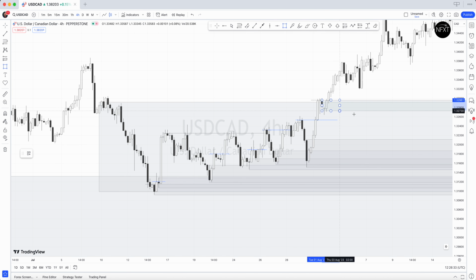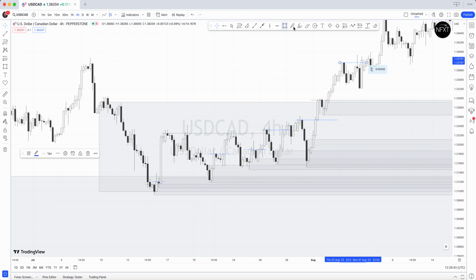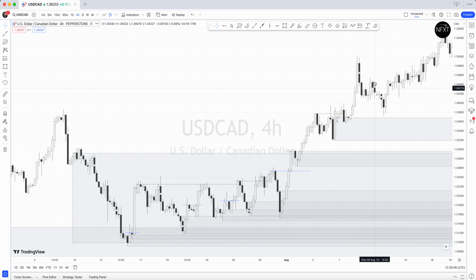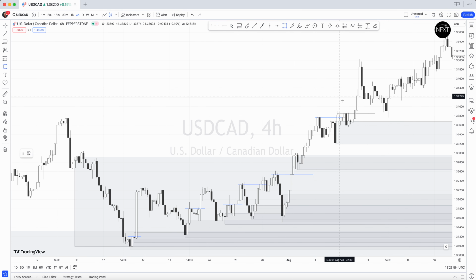Again, area of demand, and we look for the next move up. Okay, this would be my breakout. This would be my area of demand. So that's my demand zone. Pull back in and we continue higher. Okay, I know this is in hindsight, but we can see here there's a breakout, and then we draw the next area of demand.